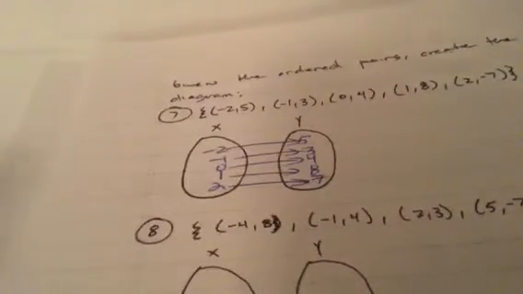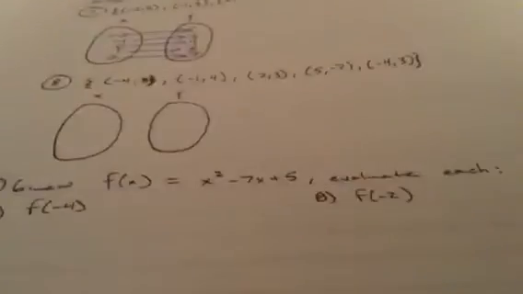Next page, page 5 here. Create the mapping diagram given the ordered pairs. So -2 goes with 5, -1 goes with 3, 0 goes with 4, and so forth. That is one-to-one. That's a pretty nice one there.